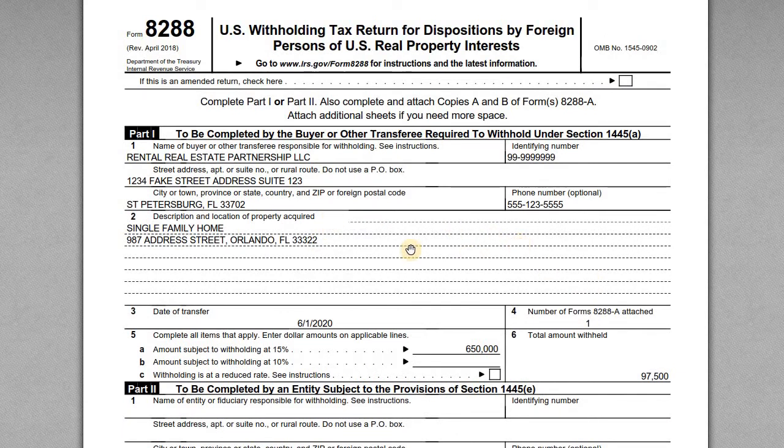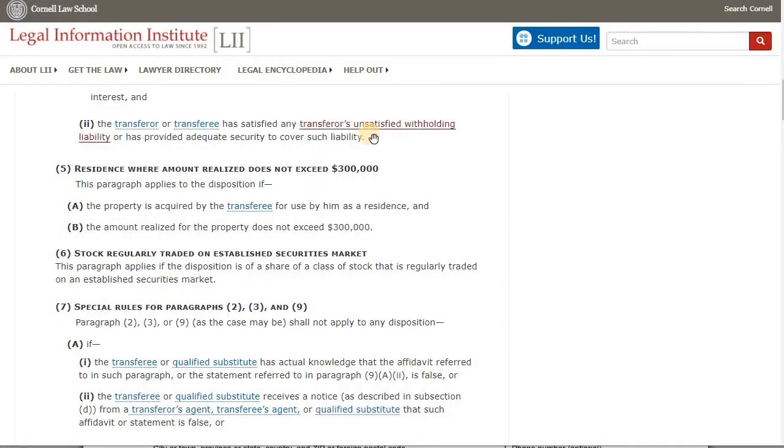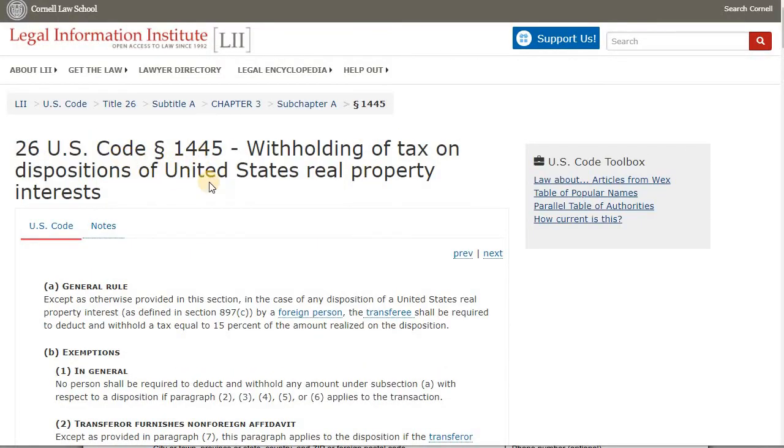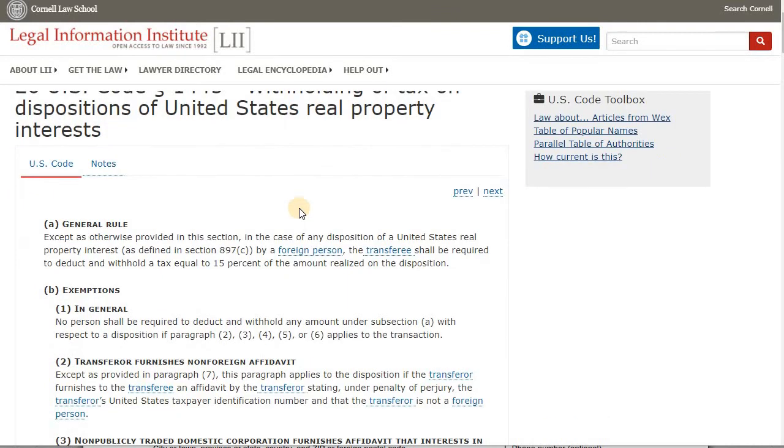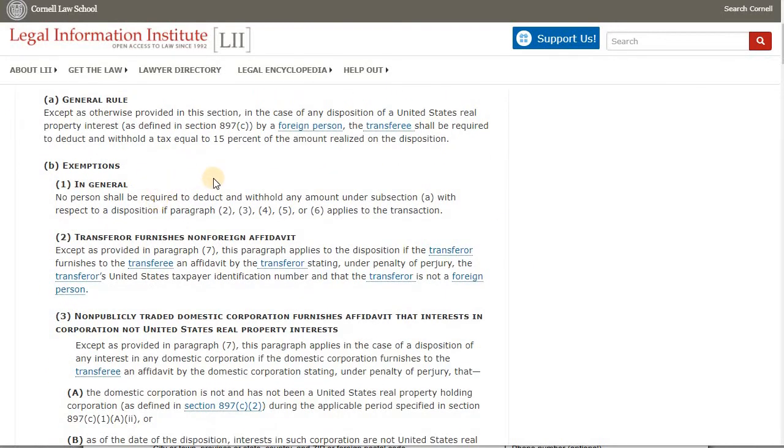There are some exceptions to withholding, which we'll run through really quickly here. So this is IRC Section 1445. This is the code section that covers the withholding tax obligation when you sell real property. So we have the general rule up there that says, if the foreign person sells the property, the transferee, so that's the person buying the property, might be required to withhold and deduct tax at 15%, right? But like anything else, there's always exceptions to the rule.